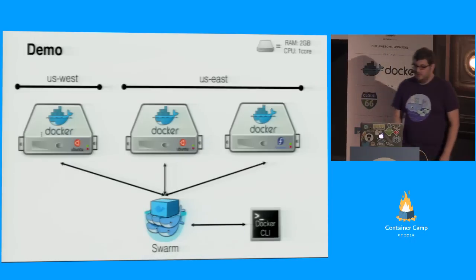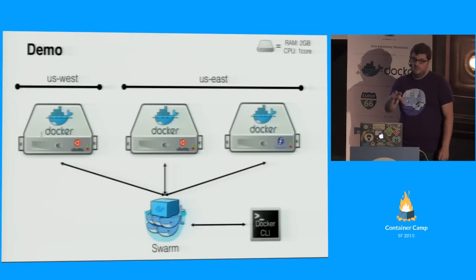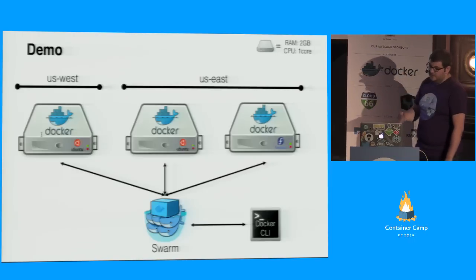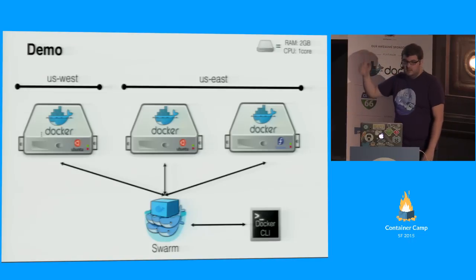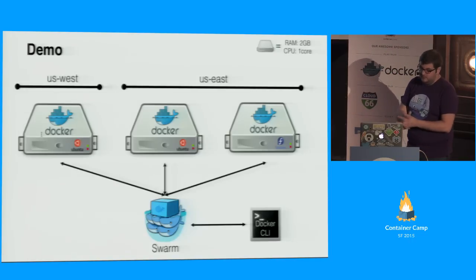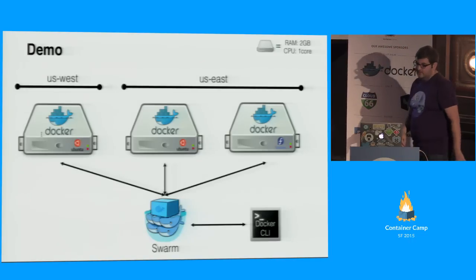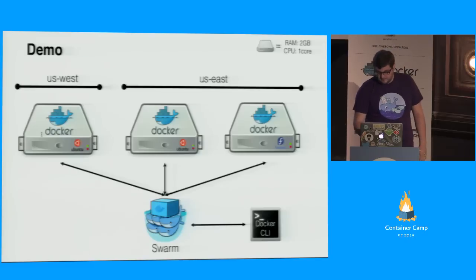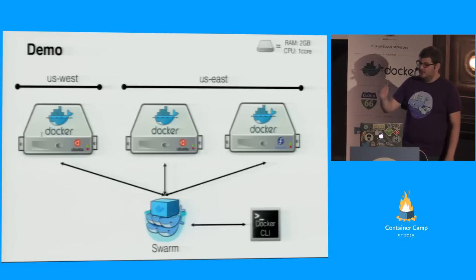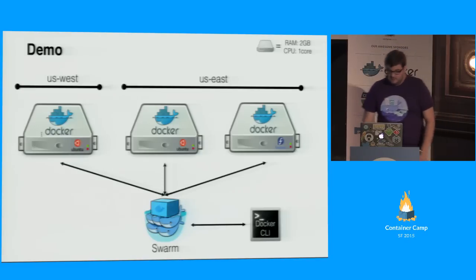Now let's do a quick demo. It's pretty much the same slide as at the beginning, just two additions. As you can see here, some machines are tagged. The machine on the left is tagged as region equal US West, and the two on the right are tagged as region equal US East. And also each machine has 2 GB of RAM and 1 core.